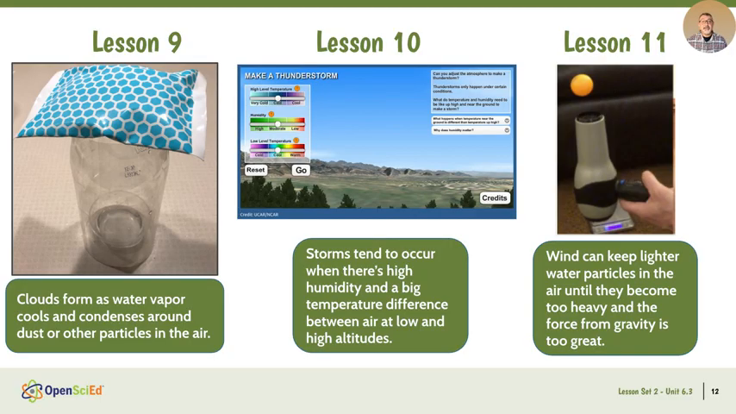So in lesson 11, students conduct several investigations to examine how wind can counteract gravity to keep certain particles suspended in the air for longer until they collect more water particles, liquid or ice, and their weight becomes too great and they fall back down to the ground. As part of the investigations in this lesson, students are introduced to air pressure and are wondering whether the changes in air pressure also have something to do with whether clouds form and with precipitation.